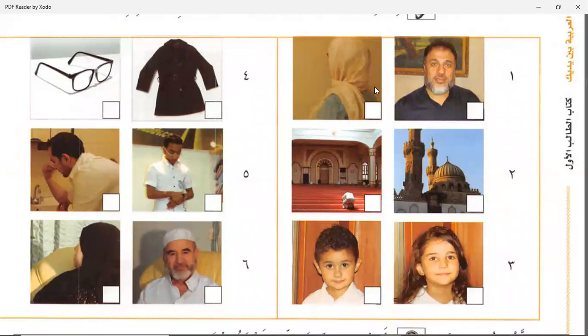Okay. So I will say a word. You will put the check mark on your hard copy book according to that word. Okay. So you have two options here. Walida, walida, walida.